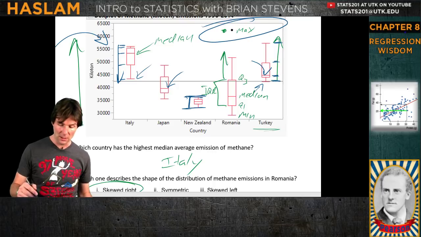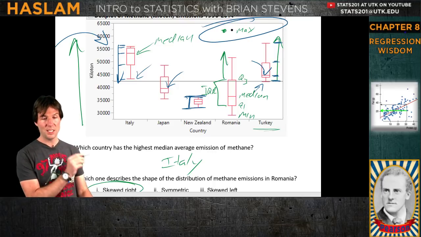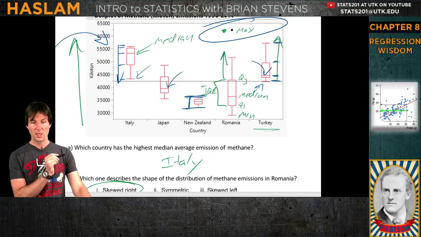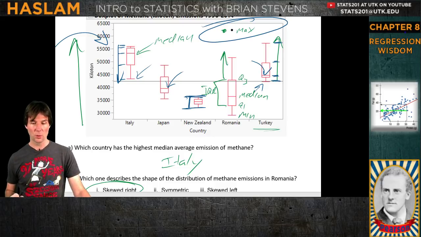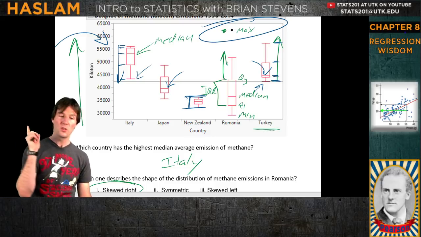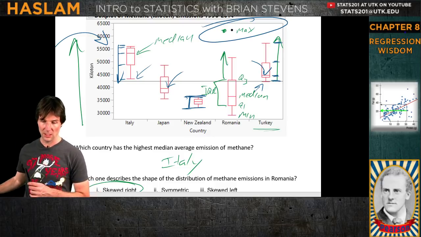The least consistent country was where? What is the least consistent country in their emission levels? The least consistent country would be which country? Hint, it'd be the country with the greatest range. Romania, great answer. Romania is the least consistent. New Zealand is the most consistent.